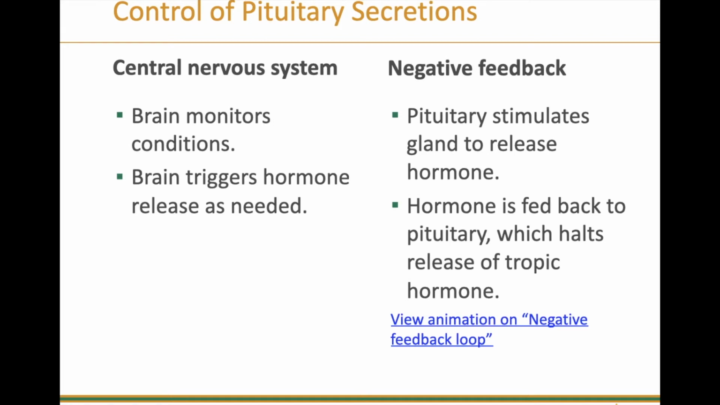And the way it's controlled by negative feedback, the pituitary gland will stimulate a gland to release a hormone, and that hormone will go back to the pituitary gland, which halts the release of that hormone. So for example, to the pituitary gland and stops the release of luteinizing hormone. And so that negative feedback helps keep the hormone levels at our normal level at homeostasis.